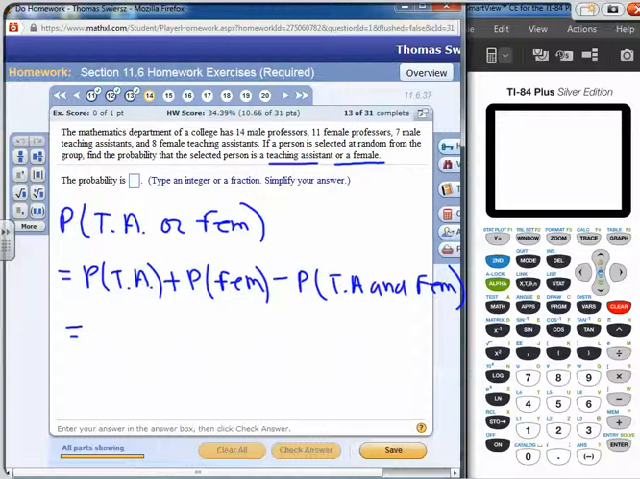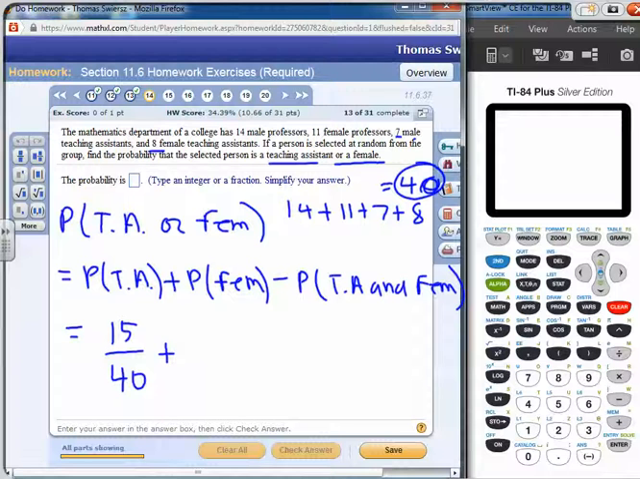So the probability of a teaching assistant: there are 7 male teaching assistants and 8 female teaching assistants. So altogether there are 7 plus 8, 15. And again, the total is 14 plus 11 plus 7 plus 8, which would give us 25 plus 15, which would give us a total of 40 altogether. Okay, so there are 15 out of 40 is the probability of a teaching assistant.